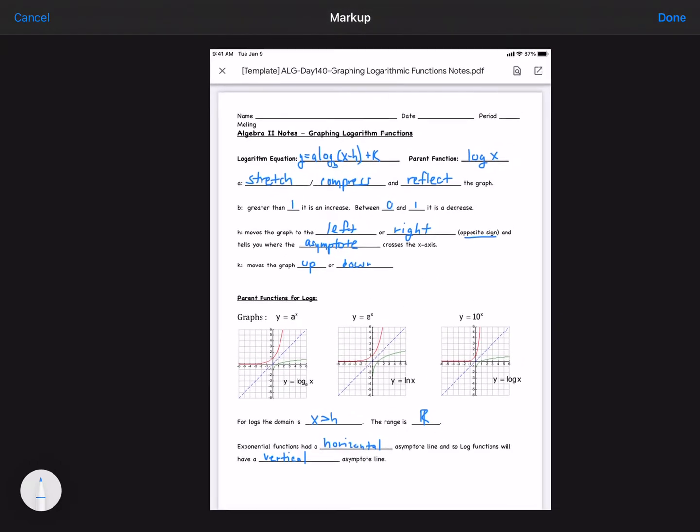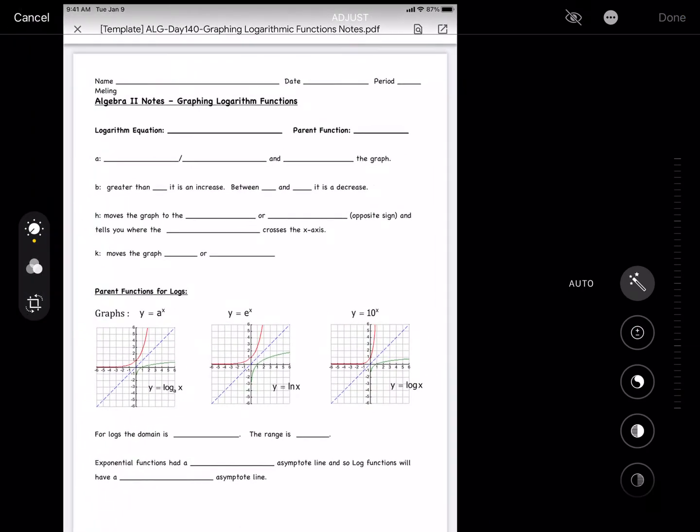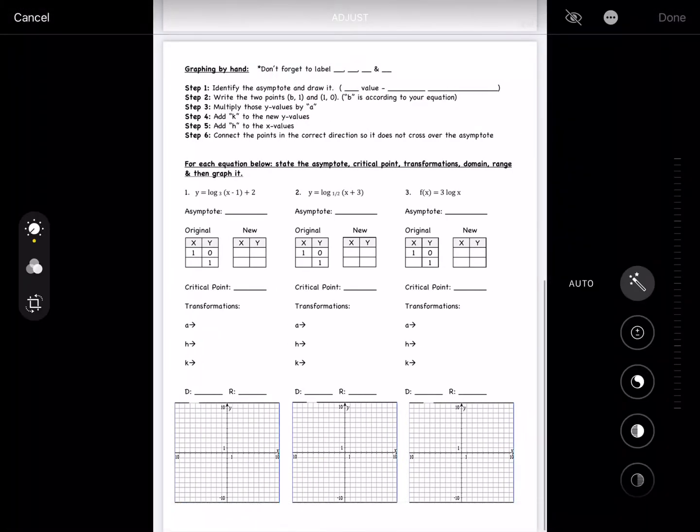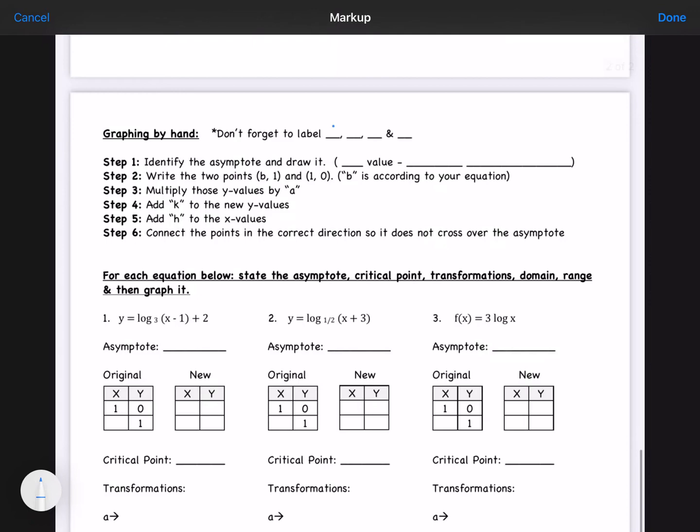So here's the first page with the terminology for graphing logarithms. Now let's flip it over and we're going to do some examples. When we're graphing by hand, don't forget to label a, b, h, and k. Make sure you know all those values. Identify your asymptote and draw it. This is your vertical asymptote. Sorry, it's your h value. I don't know why I said x. It's your h value.